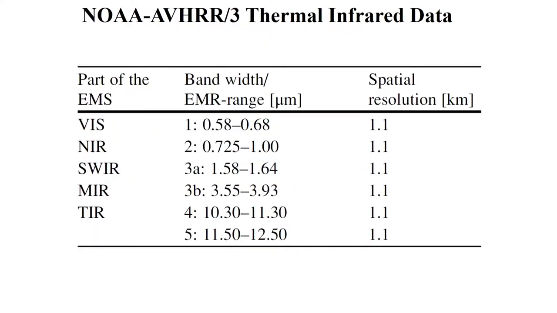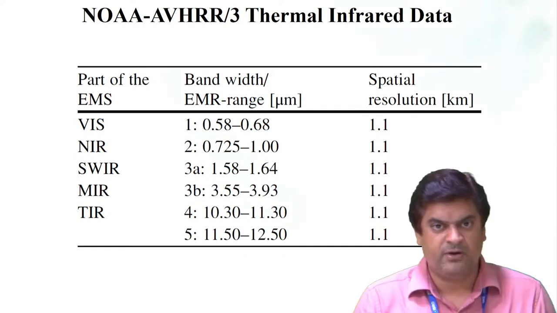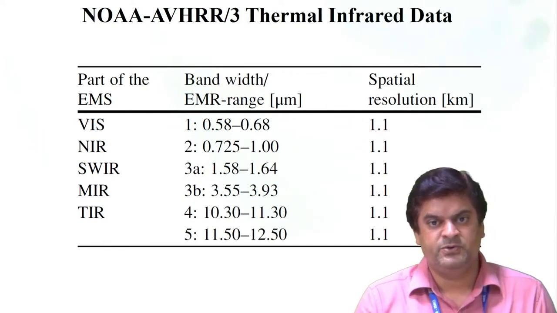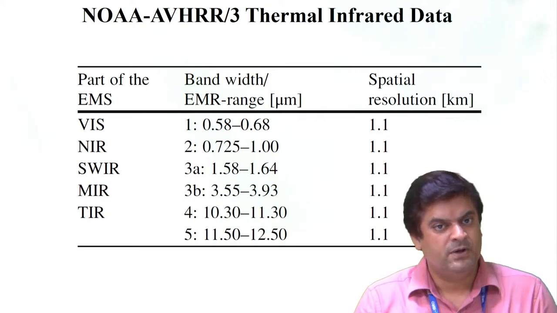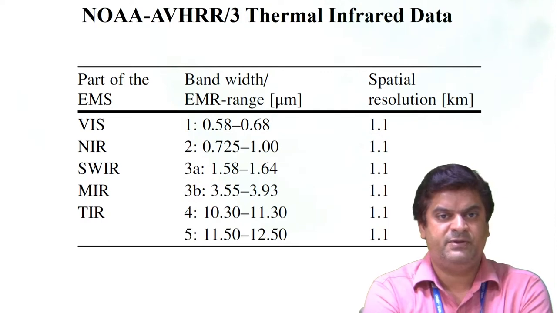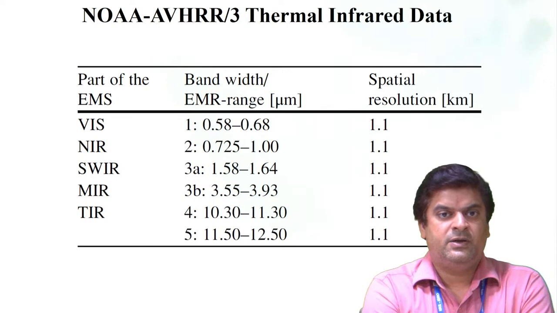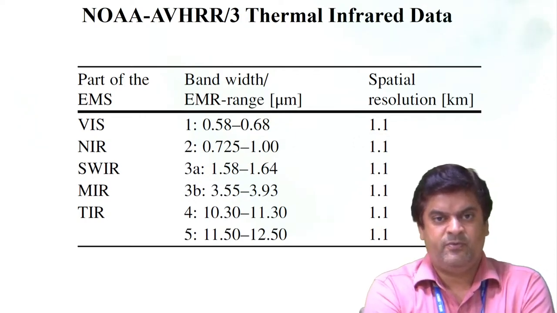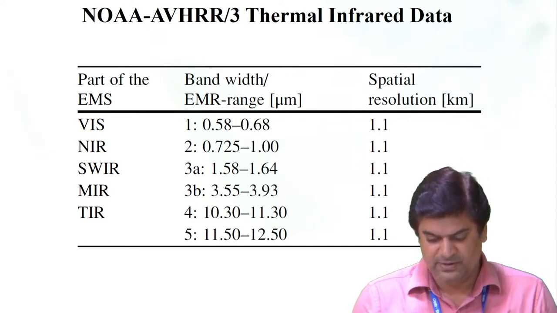Now another is the NOAA AVHRR thermal infrared band. This has also been used, but not for local or small areas. This has been used for regional and global applications. In thermal infrared, there are two bands, band number 4 and band number 5, with a spatial resolution of 1.1 kilometer. The wavelength range for band number 4 is 10.30 to 11.30 micrometer. For band number 5, this is 11.5 to 12.5 micrometer.